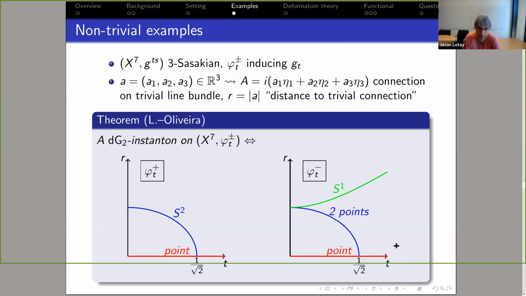So in particular, we can see what happens for our two nearly parallel guys. For our phi ts, that's over here, we find an S1 family of non-trivial DG2 instantons. Whereas for phi np, we have an S2 family of DG2 instantons. And of course, the pictures for the two isometric families are rather different.